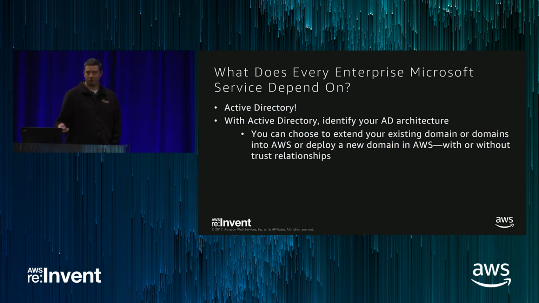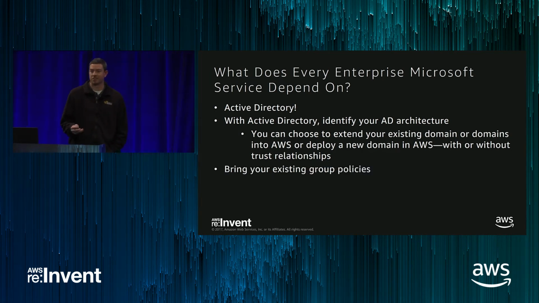Okay, we're not preventing you from doing anything that you wouldn't normally be able to do with Active Directory. Okay, if you wanted to create a forest trust, if you want to create a one-way trust with selective authentication between what you have in AWS and what you have on premises, you're more than welcome to do that. Bring your existing group policies. Okay, so if you're standing up a new domain, but you want your new domain to look exactly like your on-premises domain, you can do a GP export and a GP import to bring those group policies into your AWS Active Directory domain.